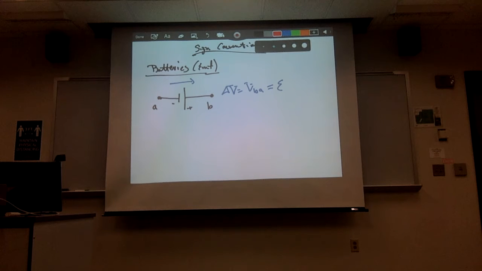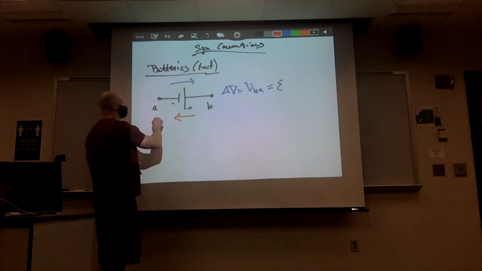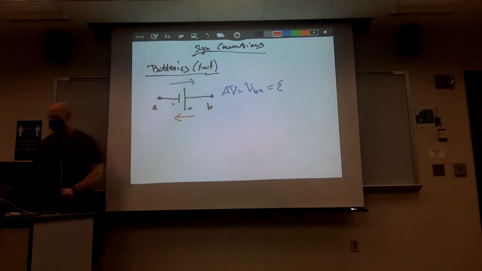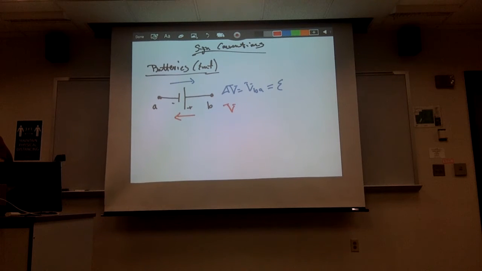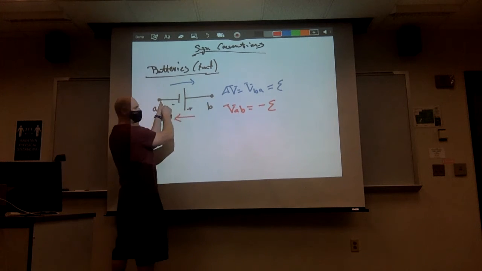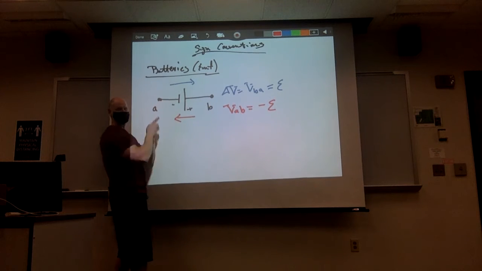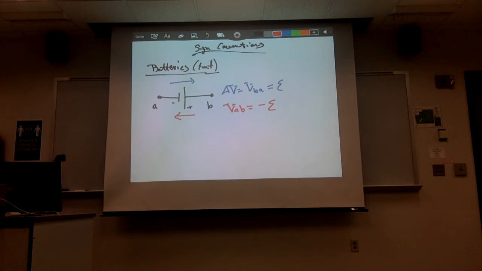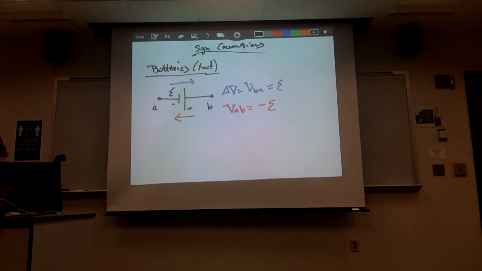If I went the other way, if instead I went from B down to A, my change of potential would be the potential at A minus the potential at B. In this case, I have to drop by an amount of the potential of the battery, because on this side at B, I have a greater potential than I have at A. So I have to decrease by an amount of the potential of the battery, which again is what we simply call our EMF. So this is for batteries.